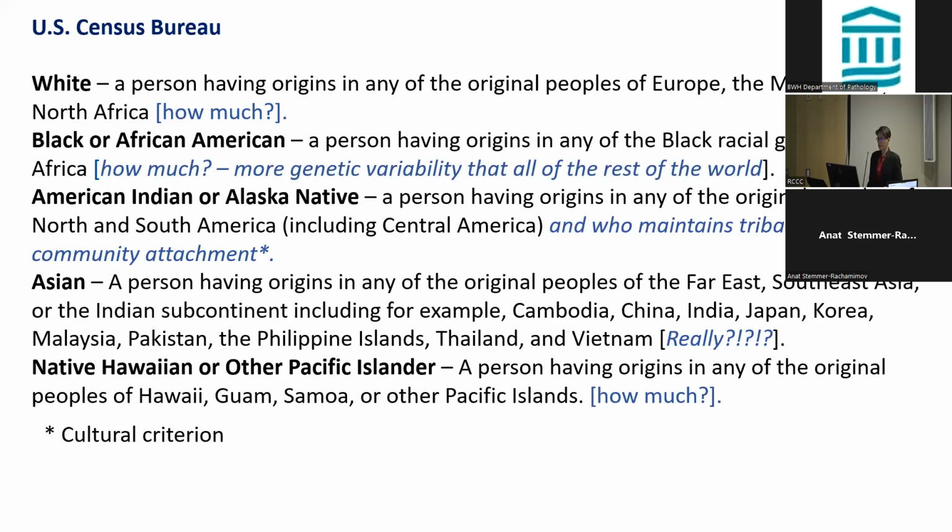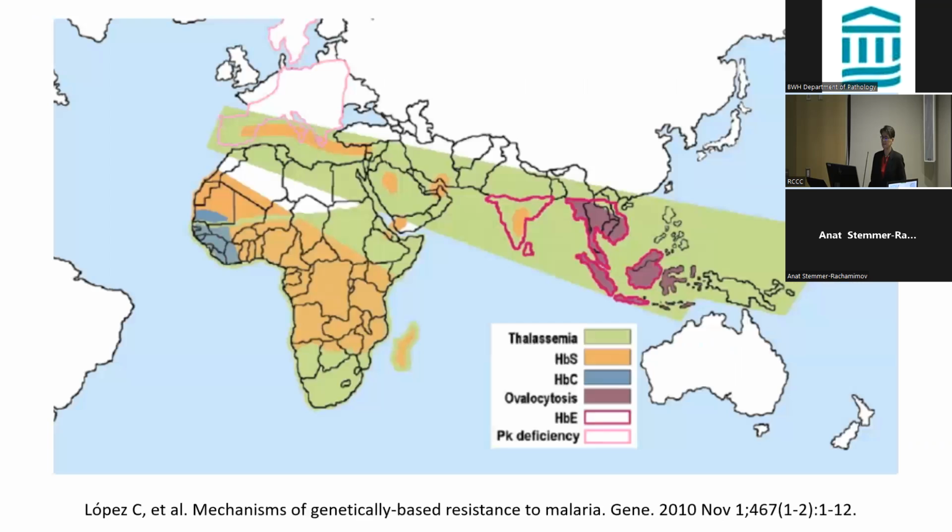And then if we look at Asian, you can see here it's original peoples of the Far East, Southeast Asia, Indian subcontinent, and they proceed to list this long series of countries. And if you appreciate the geographic size of Asia, you can recognize that this actually does seem somewhat ridiculous. And if we look at Native Hawaiian, again, the question comes up, how much does it take to be one of these categories? So we're talking here about geography. So let's link geography and socially defined race to disease.